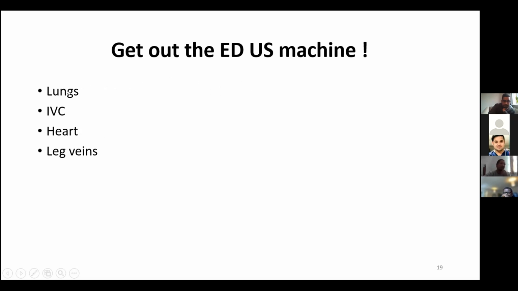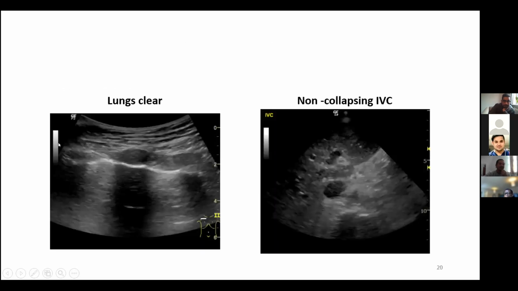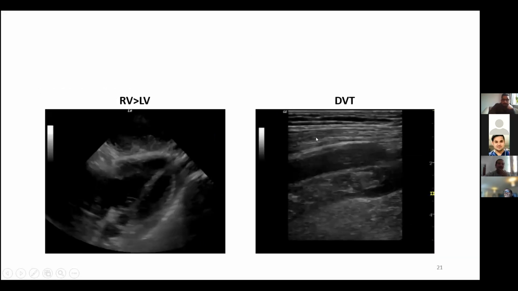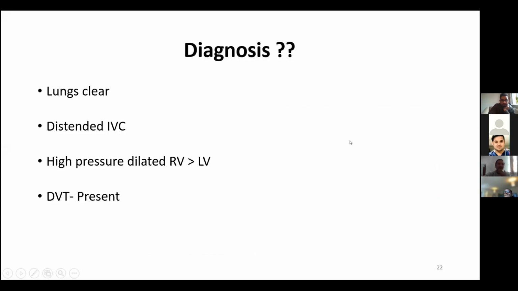So we tried to look at the lungs, IVC, heart, and leg veins. These were the findings. The lung was clear on the ultrasound, the inferior vena cava was non-collapsing on the scan, and the right ventricle was more dilated than the left ventricle. And on examination of the calf veins, there were signs of DVT. So what's your likely diagnosis? Lungs are clear, distended IVC, high pressure dilated right ventricle compared to left ventricle, DVT present.